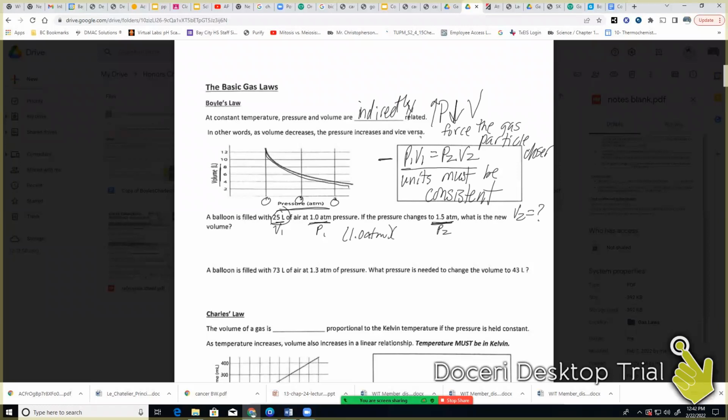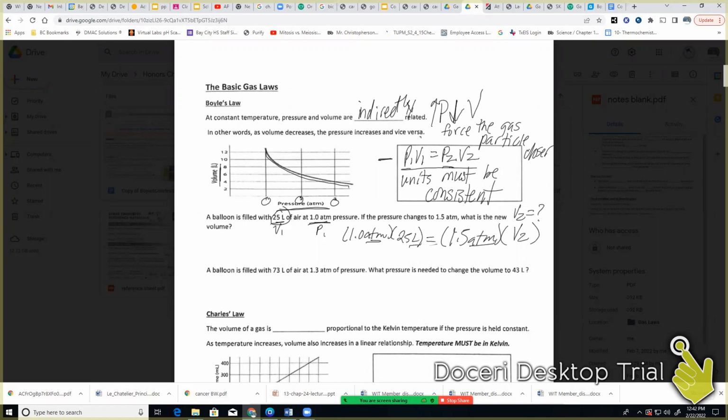V1, my 25 liters, is going to be equal to my pressure 2, which was 1.5 ATMs, times my volume 2, which is my X or my unknown. Both of my pressures are in atmospheres, so that's consistent. My volume is in liters, so that means when I solve for my other volume, it's also going to be in liters. So what do I need to do to solve for this?